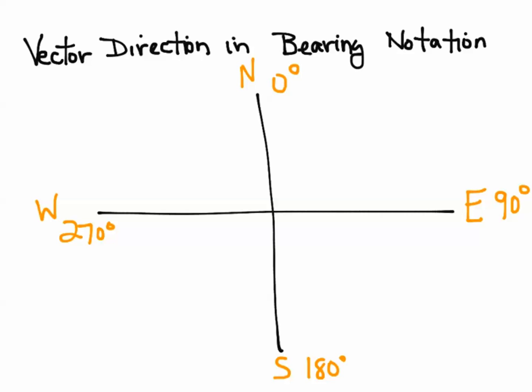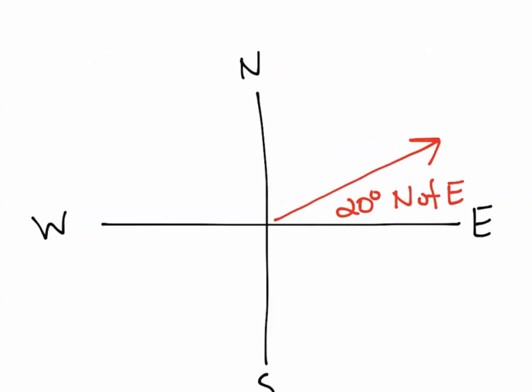Now if we continue to rotate all the way up through to north again, we wouldn't write that as a bearing of 360 degrees, we would write it as 0 degrees. So your bearings measure from 0 degrees to 359 degrees in relationship to north. Let's look at some examples.